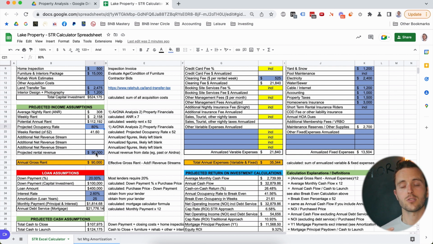So what I always like to do is look at data to figure out what kind of revenue I'll be able to do and then work backwards from there. So I'll go and look at other similar properties to this one. I'll start with the high level data.